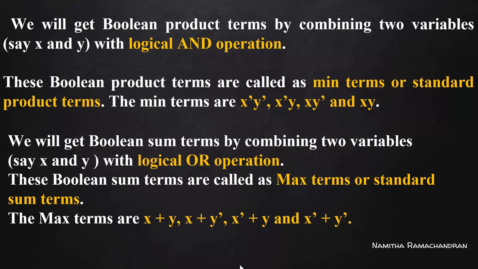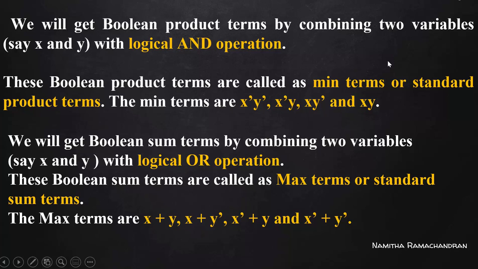These sum terms are also called max terms, or standard sum terms. How to generate this max term? The max terms are generated by combining two or more variables using logical OR operation. Okay, just compare these two and understand the difference. Max term means combining two or more variables using logical OR operation.